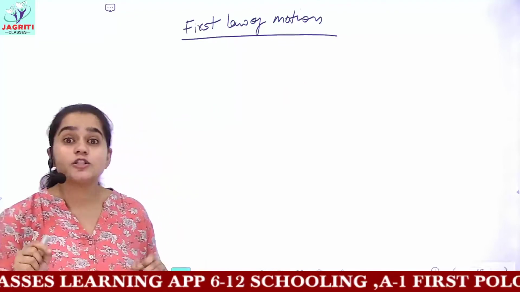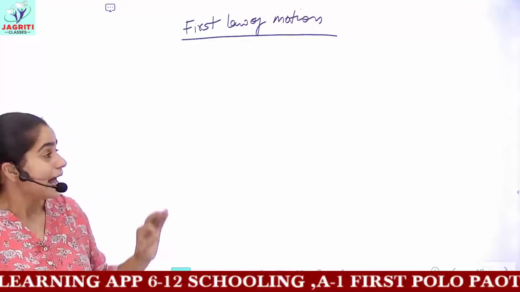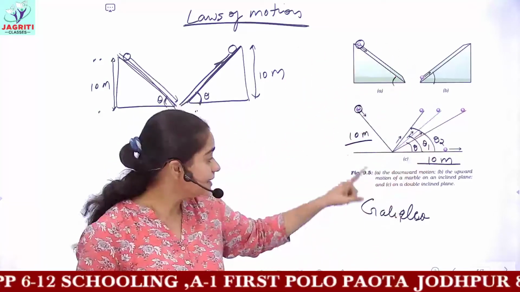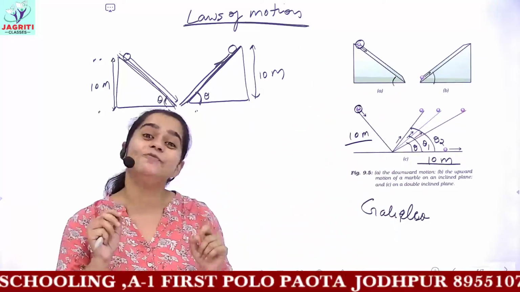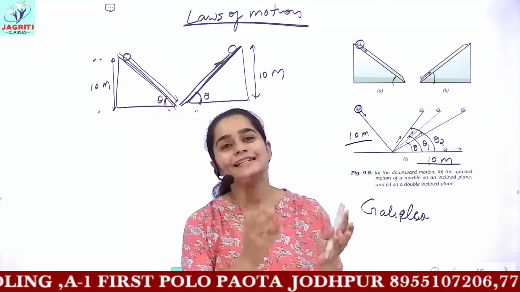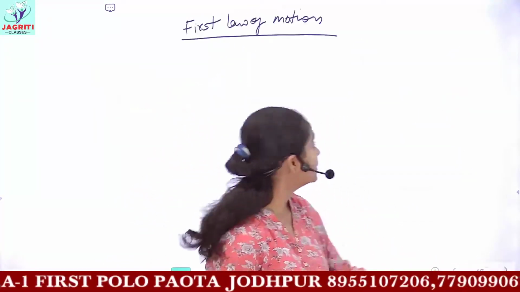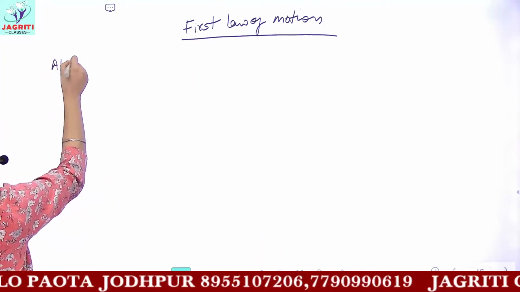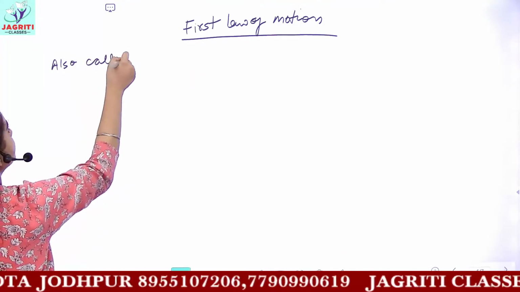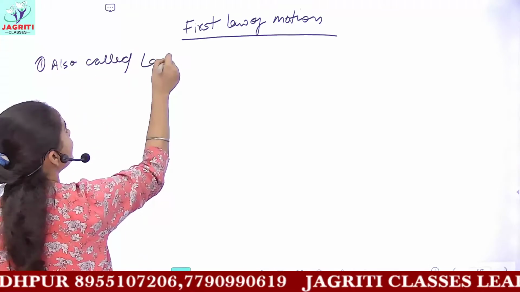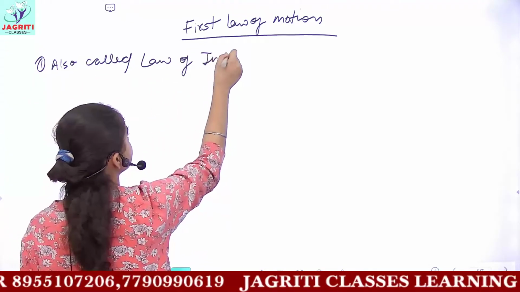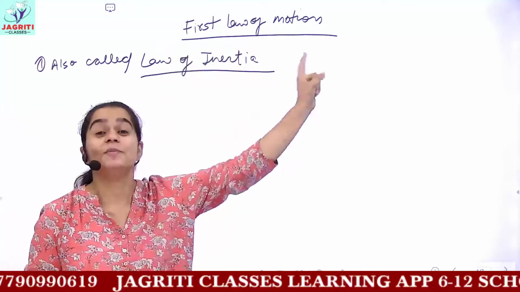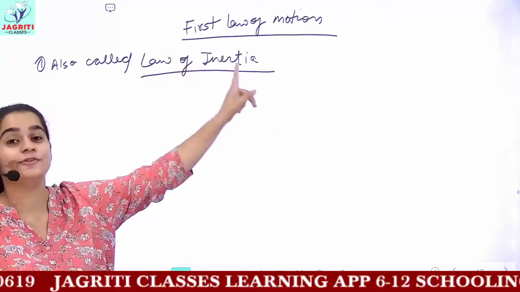Now, all the laws of motion were given by Newton. Newton researched further on the experiments of Galileo, and then he formulated 3 laws. These are known as Newton's laws of motion. The first law of motion is also called the law of inertia. Remember, this first law of motion given by Newton is also known as the law of inertia.